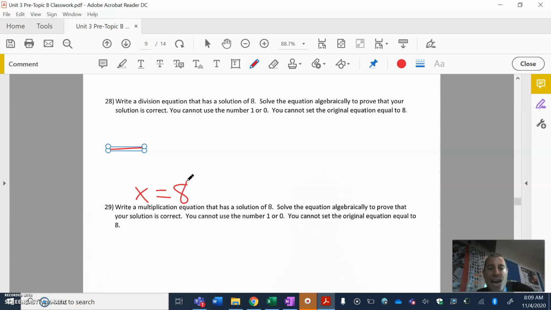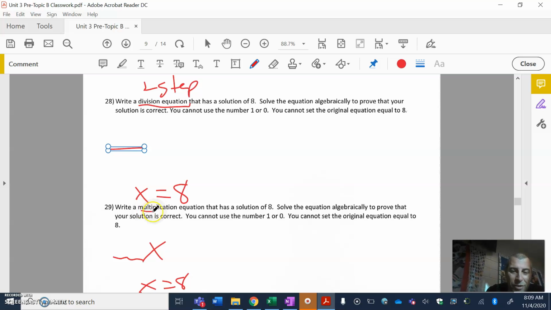In problem number 29, a multiplication equation, which means you're going to have a number up against a letter. All right, the solution here is also going to be 8. So you do need your answer to be 8 at the very end. What I do want here is, I know it just says write a division equation, see if you can get me a 2-step equation down. Just like that's what you were working on there. So right here, a multiplication equation. Again, let's get a 2-step multiplication equation in there.